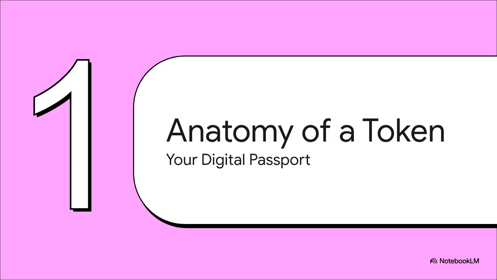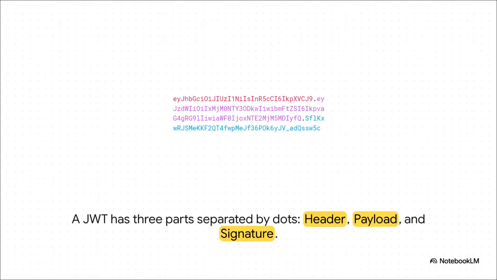Okay, so to really understand how these digital passports work, and more importantly how they can sometimes fail, we need to pop the hood. Let's take a look at the anatomy of a token and break this thing down piece by piece. So, at first glance, a JWT just looks like a big, messy jumble of letters and numbers. But it's not random at all. If you look really close, you'll see two tiny dots in there, and those dots are super important because they split this whole string into three very distinct parts. Each one has a critical job to do.